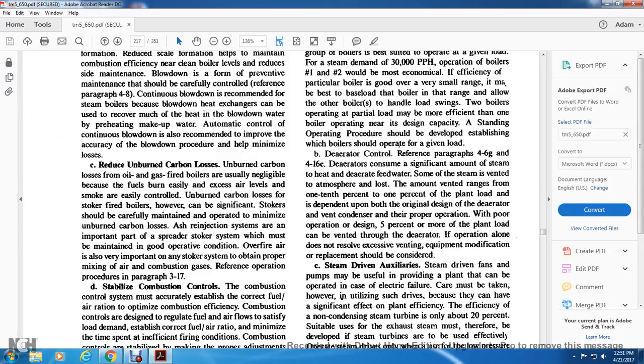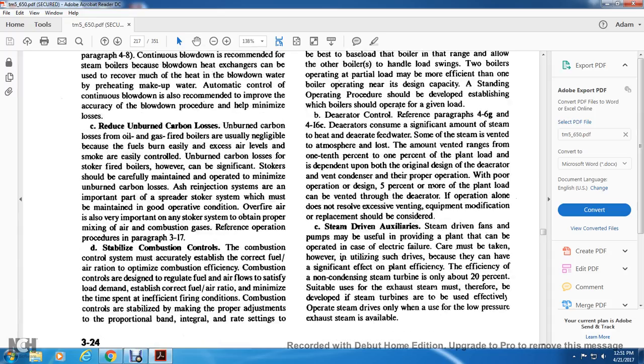C. Reduce unburned carbon loss. The unburned carbon loss for oil and gas fired boilers is always negligible because the fuel burns easily and the air level and smoke are easily controlled. Unburned carbon losses for the stroker fired boilers, however, can be significant. Strokers should be carefully maintained and operated to minimize unburned carbon loss. The re-injection system is important, as is the spreader stroker system, which must be maintained in good operating condition. Overfire air is also very important in any stroker system to obtain proper mixing of the air and combustion gas. Reference operating procedure 317.